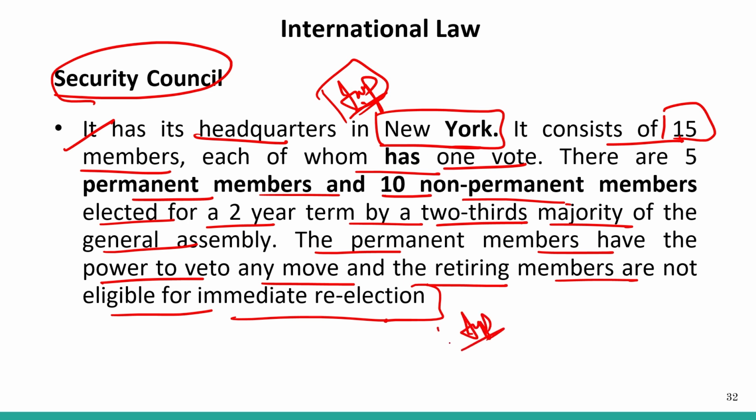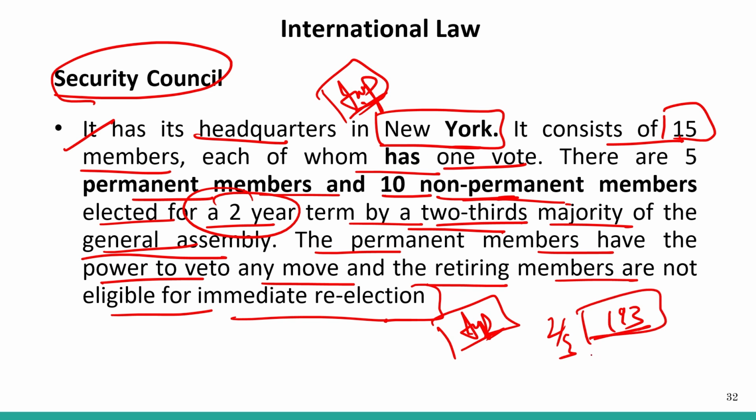So this is an important portion from the CLAT examination point of view: the headquarters is in New York, total members are 15, and everyone has one vote. There are 5 permanent members and 10 non-permanent members, who are elected for a term of 2 years by a 2/3 majority of the General Assembly. So of the 193 members, a 2/3 majority will choose who will be the non-permanent members of the United Nations Security Council.